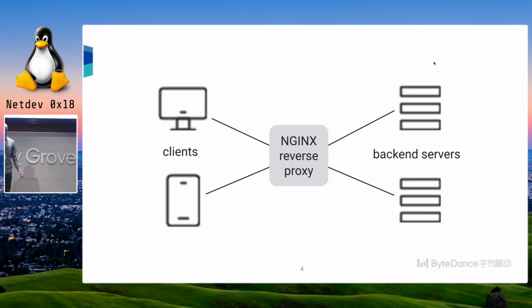All right. So this is our test bench. This is our setup that we've been working on, and there are a few interesting things about this setup. So let me explain. On the right hand side, you can see there are some backend servers serving the traffic. It can be a variety of different types of traffic. And in the middle, we have Nginx reverse proxy. And then on the left hand side, we have clients.